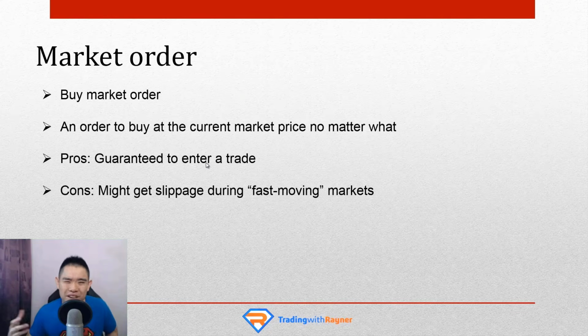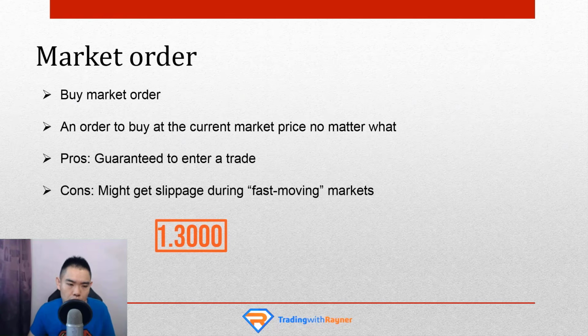And you might be thinking, Rayner, what is slippage, man? So here's the thing, right? In the Forex market, yes, it's liquid most of the time. But when there's a big piece of news coming out, like let's say NFP, non-farm payrolls, or FOMC meetings, let's say Euro USD is currently trading at 1.3000. But during fast-moving markets, if you hit market order, you could get slippage, where you thought, hey, I'm going to buy at 1.3000, but you end up buying actually at 1.3020. You end up paying 20 pips more than expected.